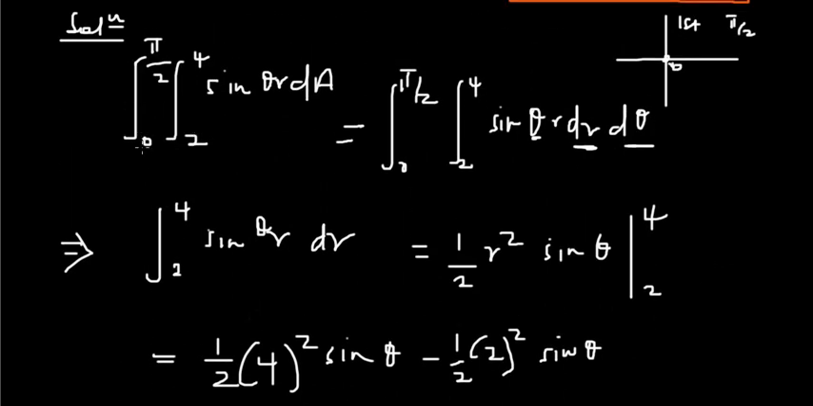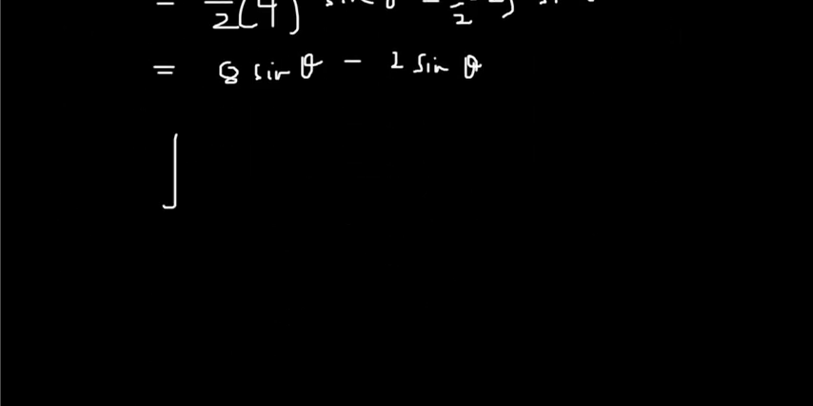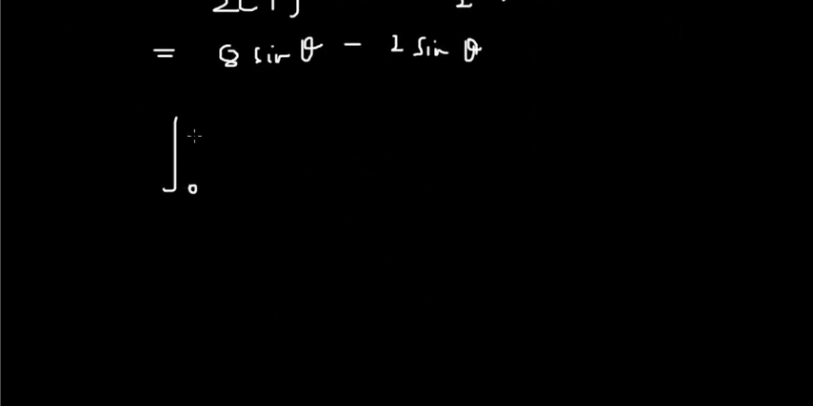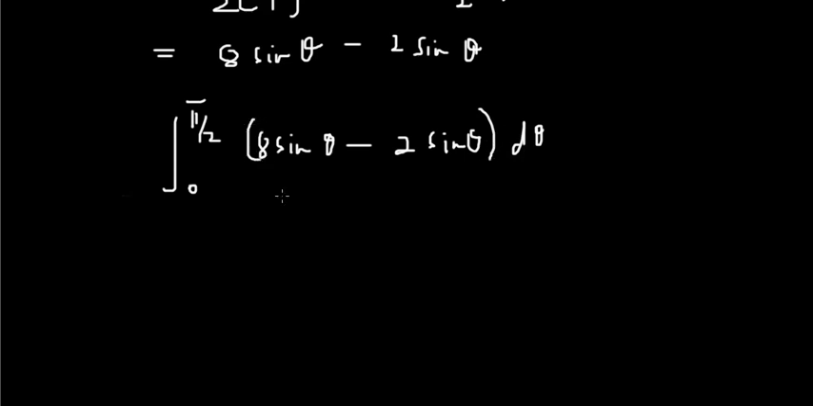That's the first quadrant. So we have 0 to pi on 2. From 0 to pi on 2, we have 8 sine theta minus 2 sine of theta, with respect to the theta. So you could just put this in brackets. When you get to this point, all you have to do is just integrate.